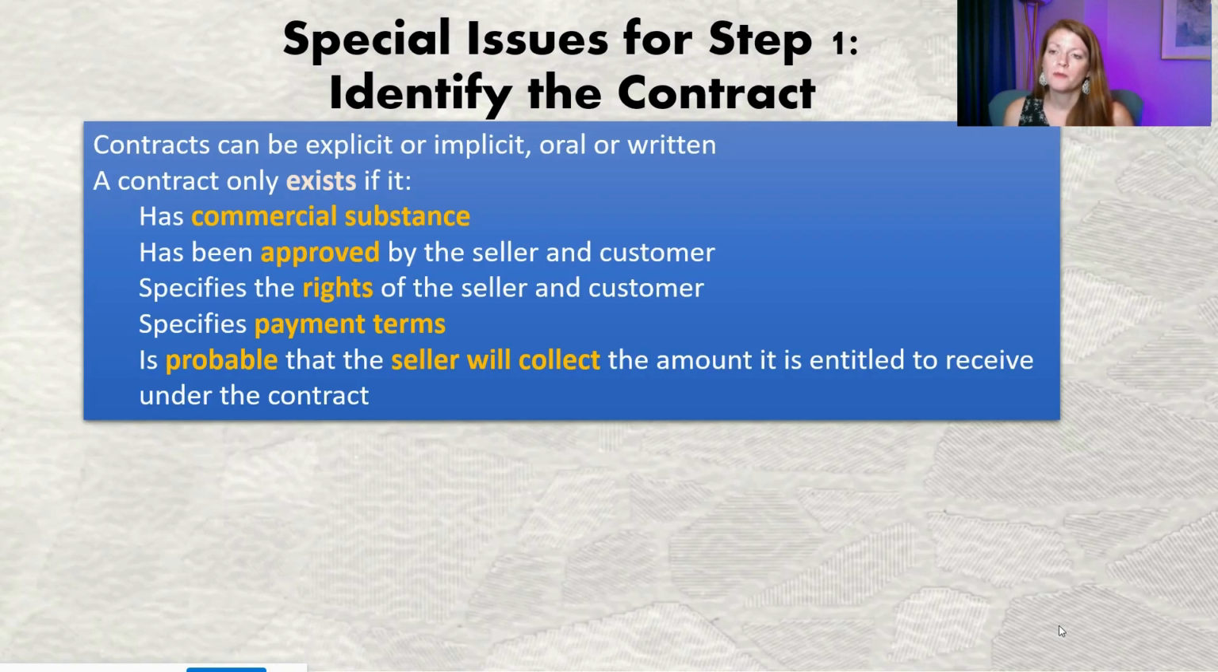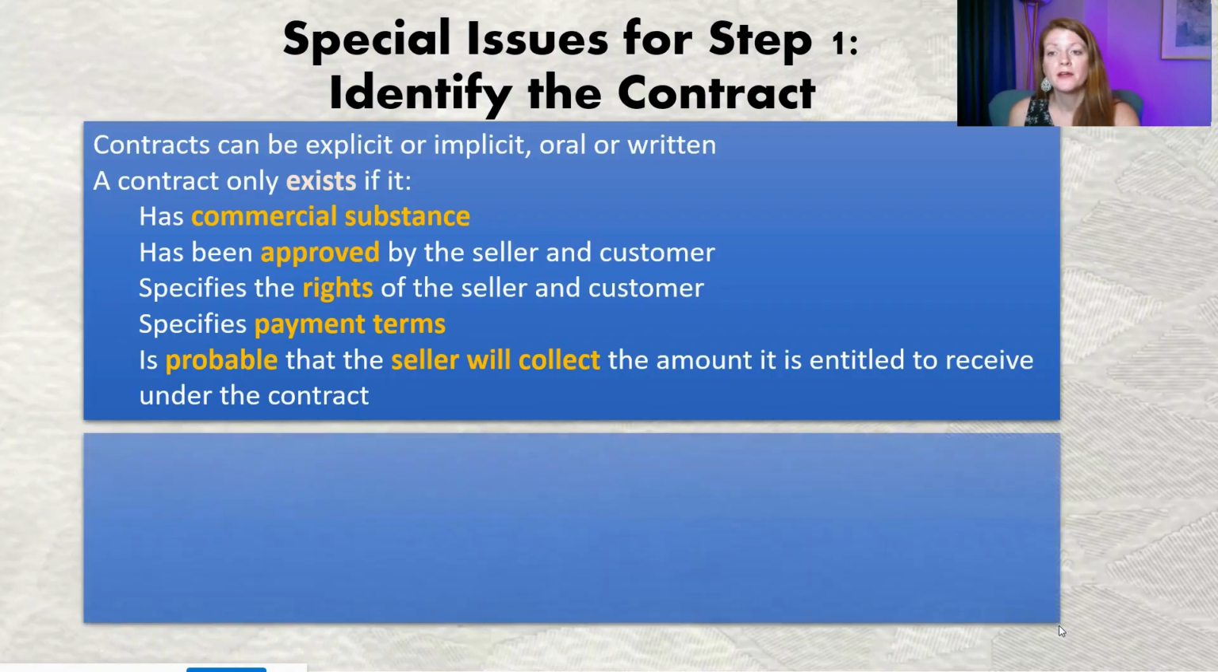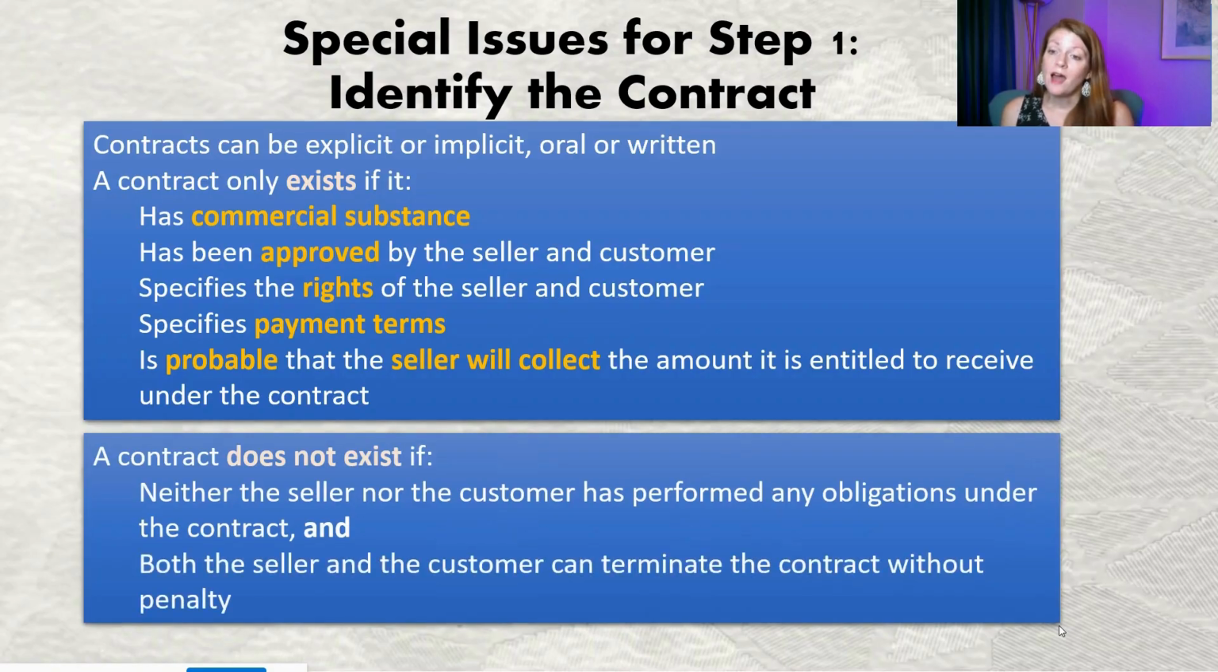It doesn't have to be all written out. And it's probable that the seller will collect the amount it's entitled to receive under the contract. So all of those are important in order to have a contract with a seller and a buyer. It does not exist, however, if neither the seller nor the customer has performed any obligations under the contract. So remember in the Sunset Sound Systems example we did first, where they had an agreement to deliver equipment for a concert, but they hadn't done anything yet. Well, when they had the agreement, it didn't meet that first criteria.